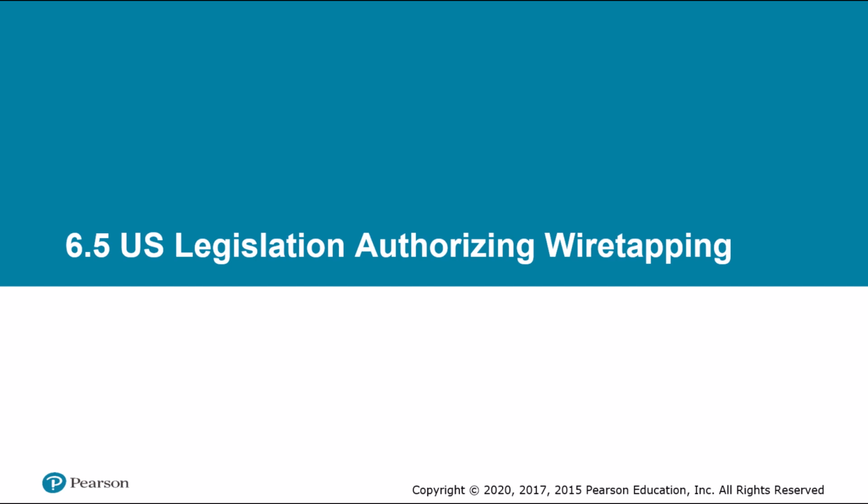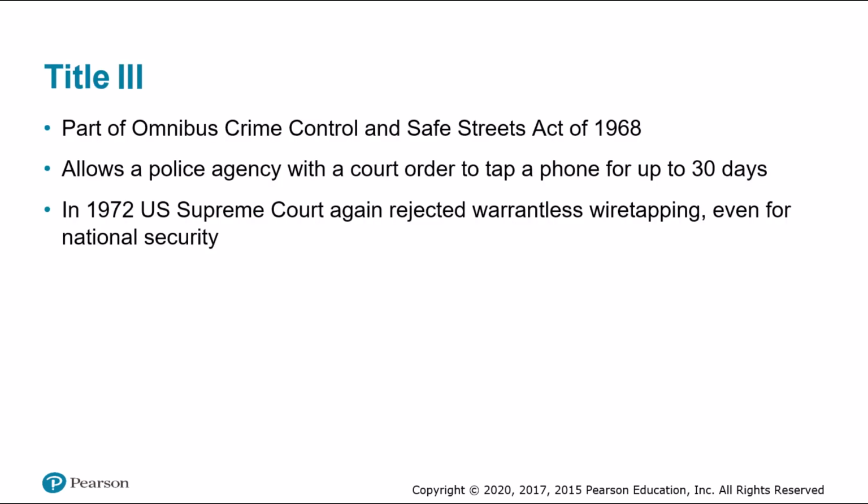Meanwhile, the United States was in the middle of the Vietnam War. In 1968, the country was rocked by violent anti-war demonstrations and the assassinations of Martin Luther King Jr. and Robert F. Kennedy. Law enforcement agencies pressured Congress to allow wiretapping under some circumstances. Congress responded by passing Title III of the Omnibus Crime Control and Safe Streets Act of 1968.